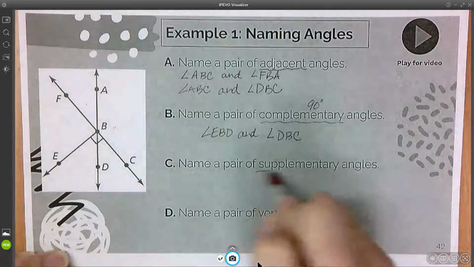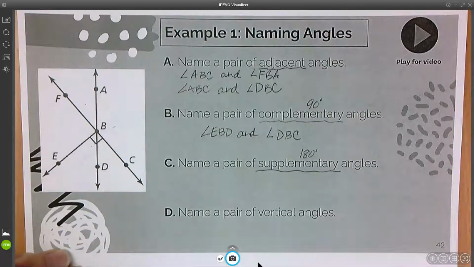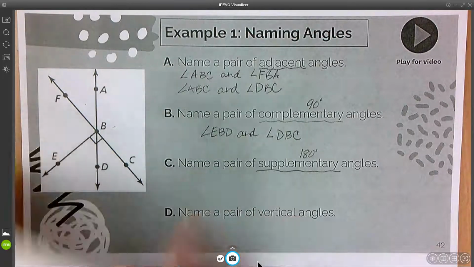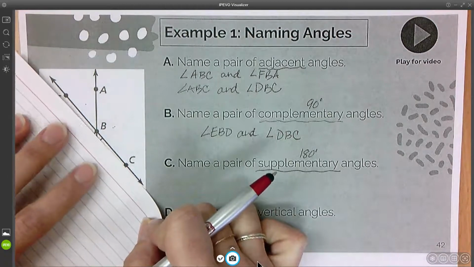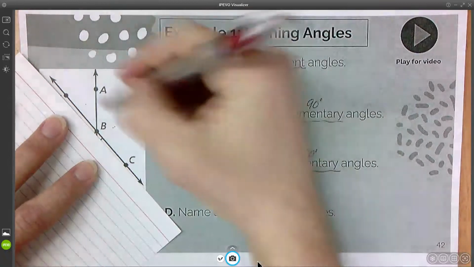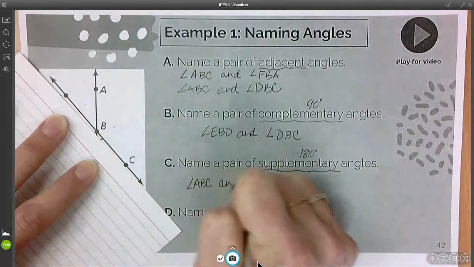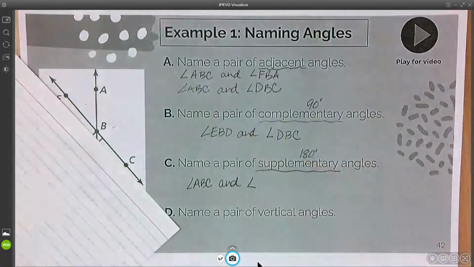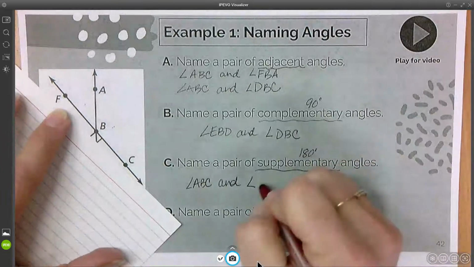Now we're looking for a pair of supplementary angles, which again make a straight line or add up to 180 degrees. I like to take a piece of paper and find two angles that form the straight line. So there's a straight line right there. It would be angle ABC and angle ABF.